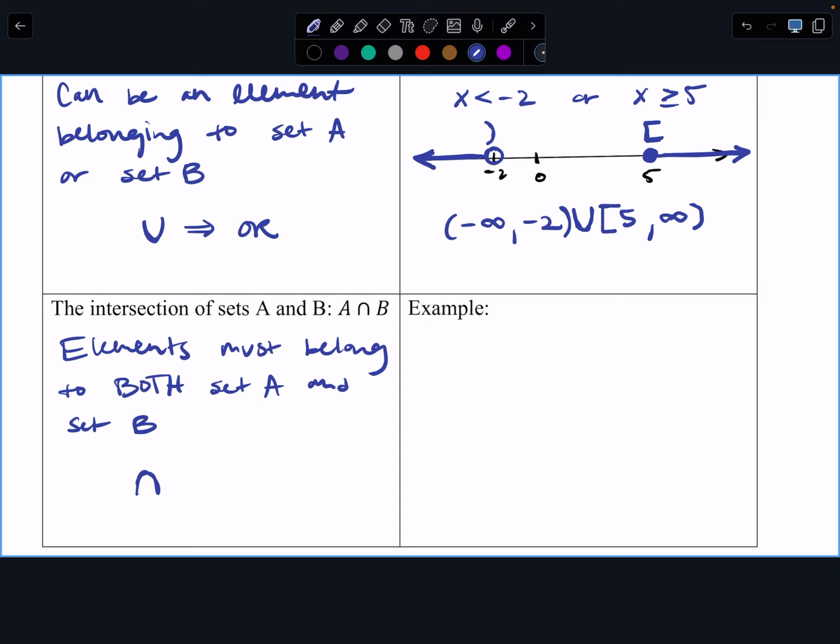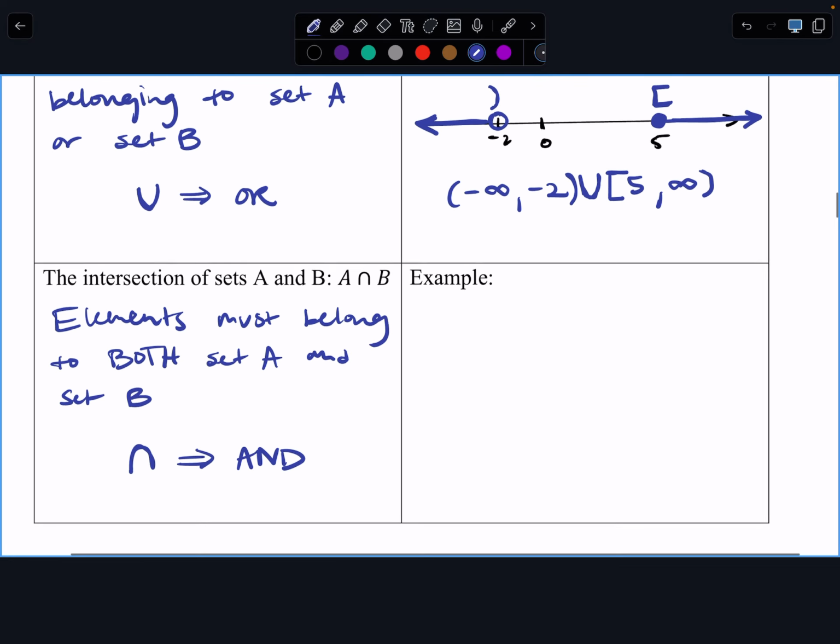So intersection translates to "and." For example, if we had x is greater than or equal to -3 and x is less than 4, that could also be written as a compound inequality.